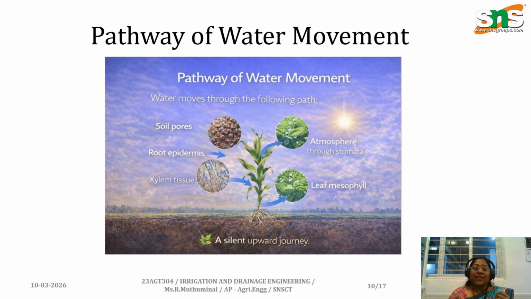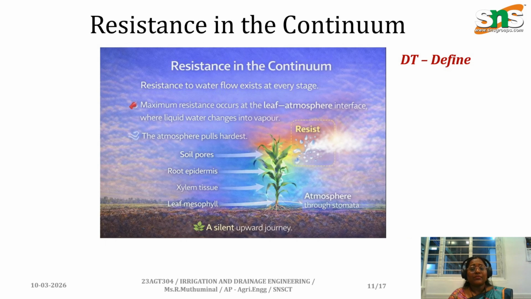The pathway, as I have said before, is a continuous cycle: soil to root, root to stem, stem to leaf, and leaf to atmosphere. Resistance in the continuum means that while water moves through the system, it experiences resistance at different points. Resistance can occur in soil pores, root membranes, plant tissues, and leaf stomata.